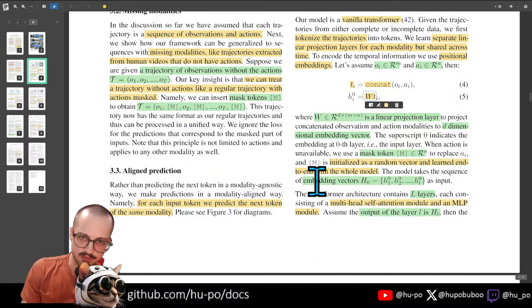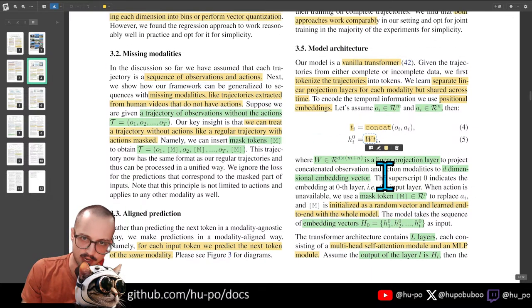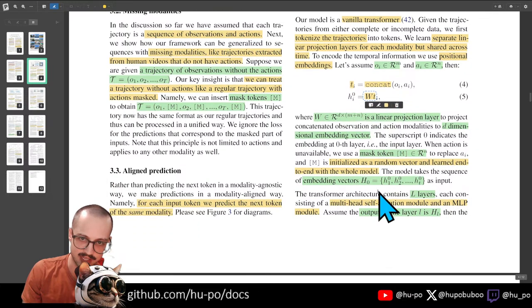The model takes the sequence of embedding vectors, H0. So now you've gone from your sequence of observations and actions to a sequence of tokens. You've multiplied it by this weight matrix, a linear projection layer. Now you have a sequence of embedding vectors, H1 0, H2 0, up to HT 0, right, up until T. The transformer architecture contains L layers, each consisting of a multi-head self-attention module and an MLP module.